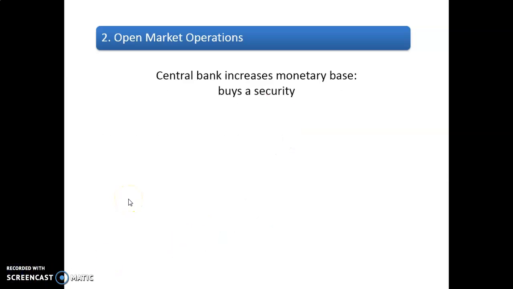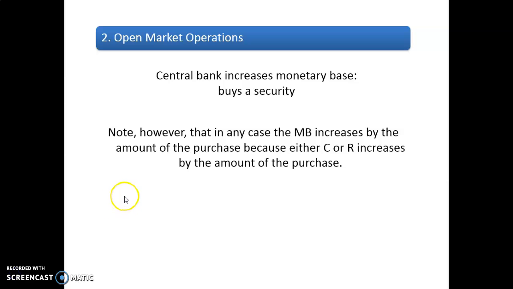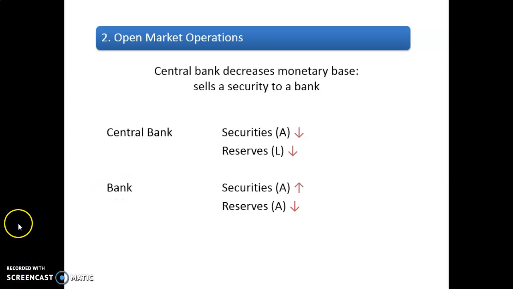So the central bank increases the monetary base when it buys a security. Think of it this way. You own a security, the central bank gives you cash, so cash is injected into your economy, and you, in exchange, give up that security to the central bank. The monetary base increases by the amount of the purchase because either currency or reserves increase by the amount of the purchase. Let's say the central bank wants to decrease the monetary base.